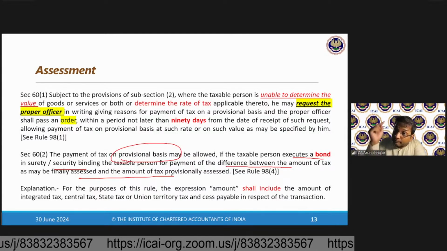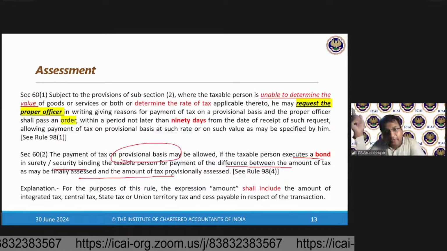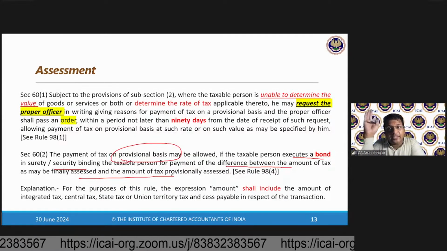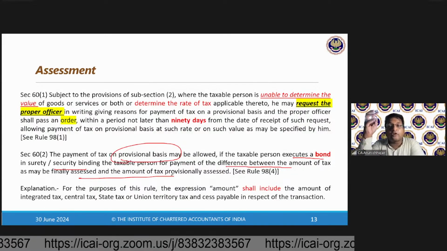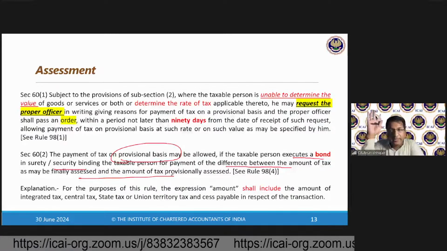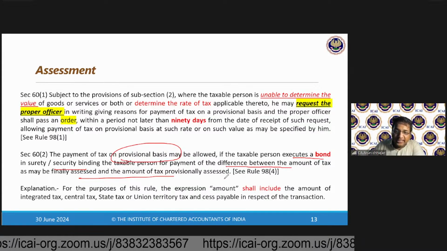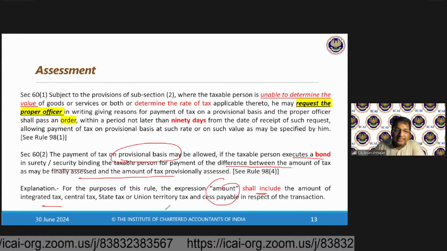It means the government can change the rate of the taxes or value at a subsequent stage at the time of the final assessment. This is like on provisional basis. And that is the reason they are asking us to submit the bond. The amount shall include the taxes also.